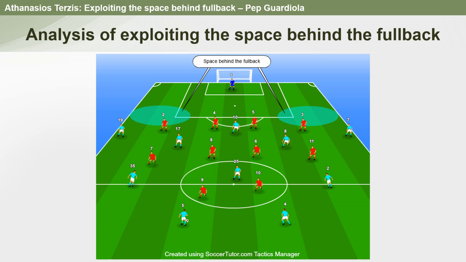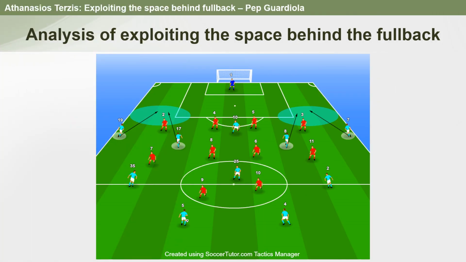As has already been mentioned in the beginning of this video, the way the spaces behind the fullbacks will be exploited depends on the formation and the tactics of the attacking team. On this occasion we will focus on the 1-4-3-3 formation as it is carried out by Pep Guardiola's Manchester City.